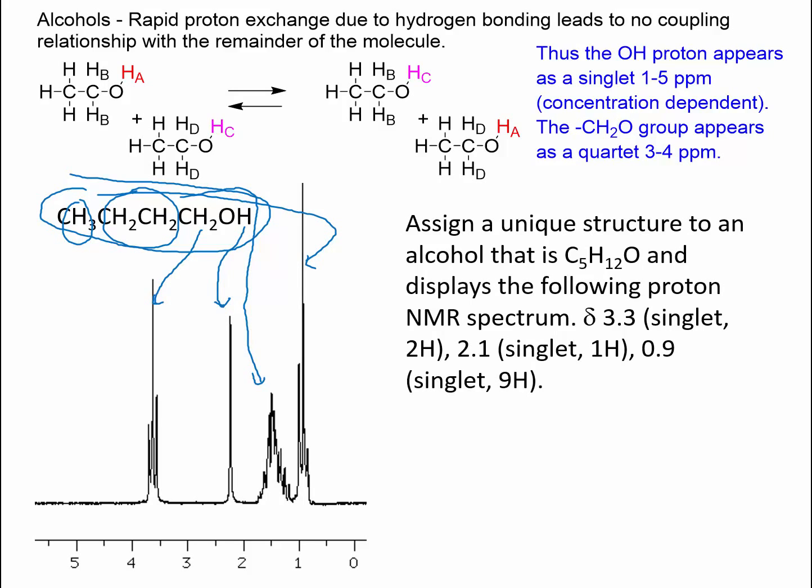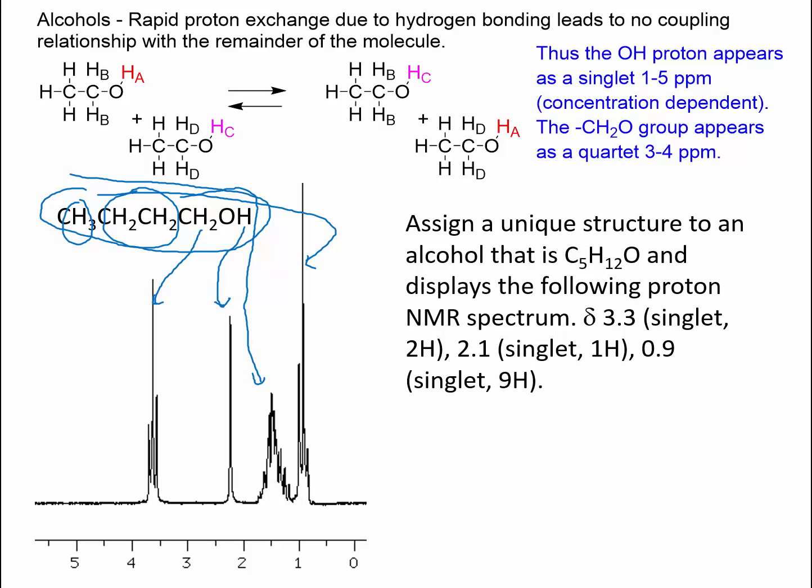All right, and notice here that we have a very wide chemical shift range, 1 to 5 parts per million. This is because this is concentration dependent. A hydrogen bonding system has a higher chemical shift than if it's not hydrogen bonded, and this leads to different chemical shifts at different concentrations. So the OH signal is very concentration dependent.